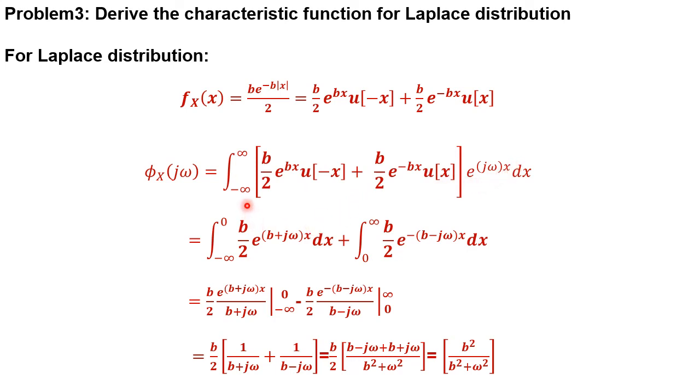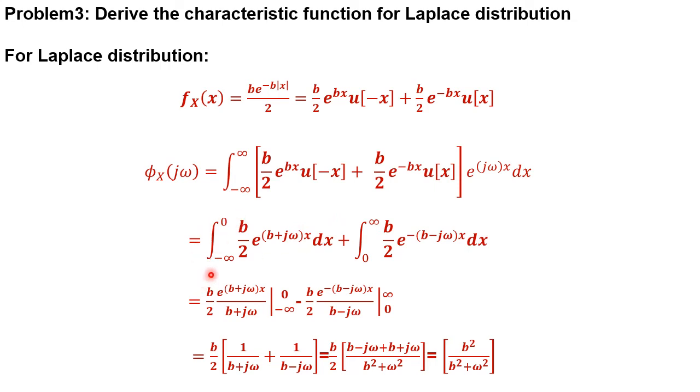Between the limits minus infinity to infinity, this function exists for all values of x. It exists for x between minus infinity and 0, and it exists for all values of x between 0 and infinity. So we can split this into two functions.